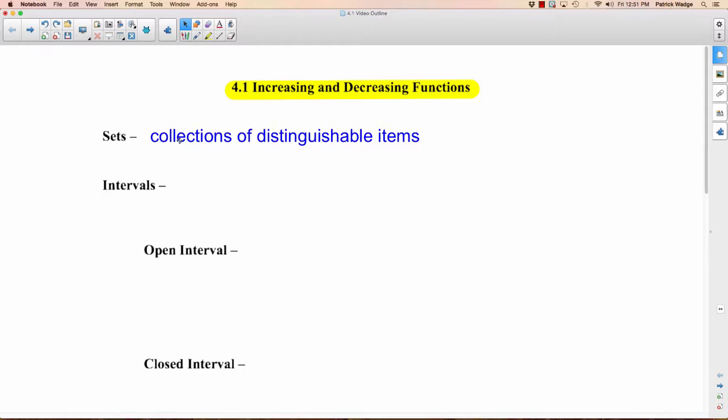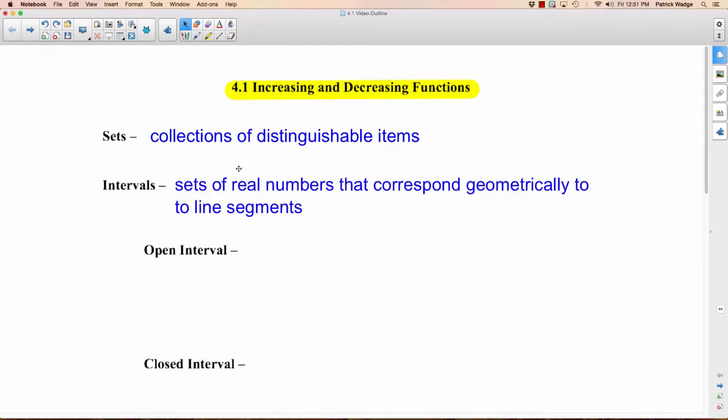Another possible set would be all of the teachers in King George, and I would list all of the teachers in King George, obviously. But in math, oftentimes what you're talking about with sets, you're talking about different sorts of numbers, and that's what we're going to be looking at in this particular lesson. So we're going to be looking at intervals a lot. You've looked at these before.